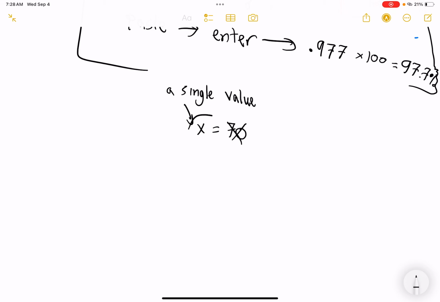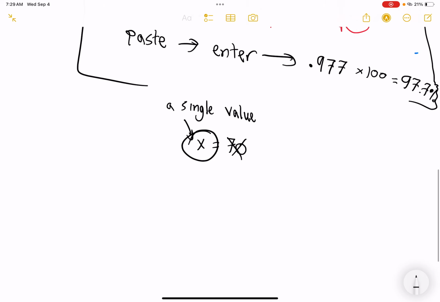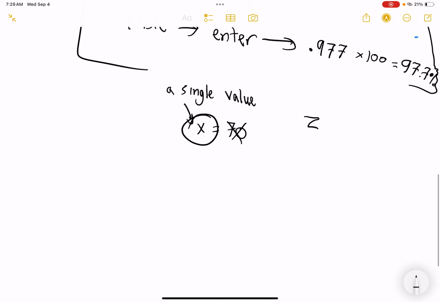Don't worry about this 70, I'm just picking a random number. But that's what x will be, a single value in relevance to the question. If they say standardized score or has a z-score of, you'll know that that's, oh goodness me, the z-score, right?